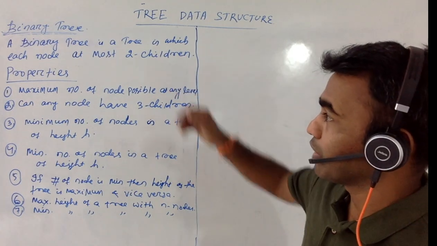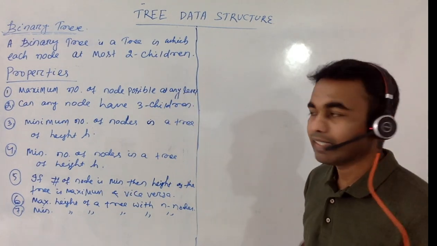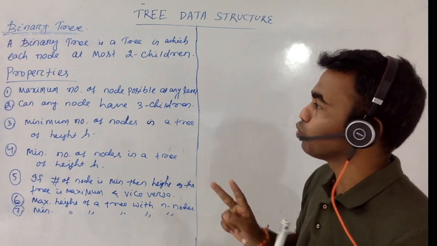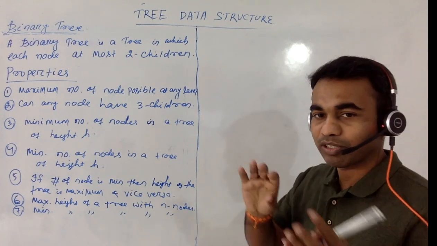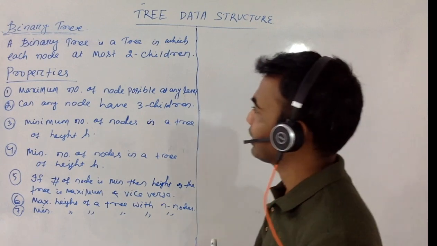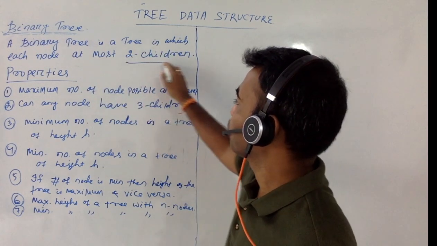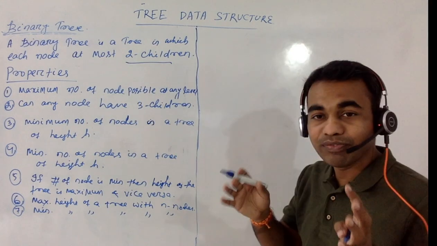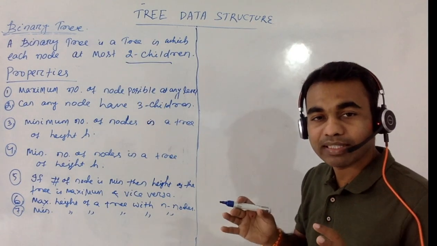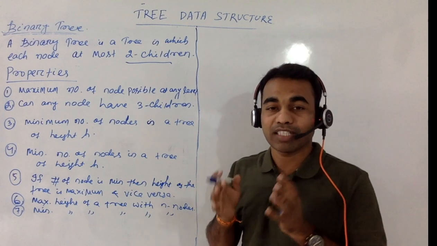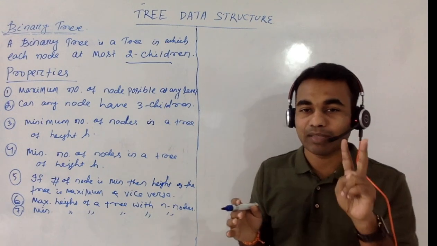So let's continue with the binary tree. So what is a binary tree? As its name suggests, binary means two, right? So a binary tree is a tree in which each node has at most two children. That means if you look at any node in that tree, it can have a maximum of two children.